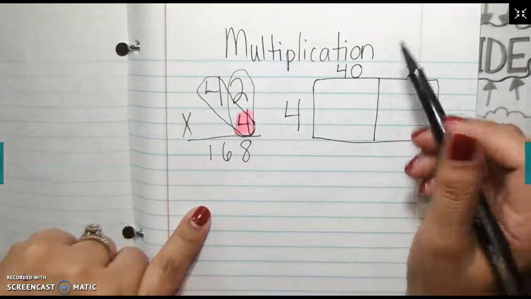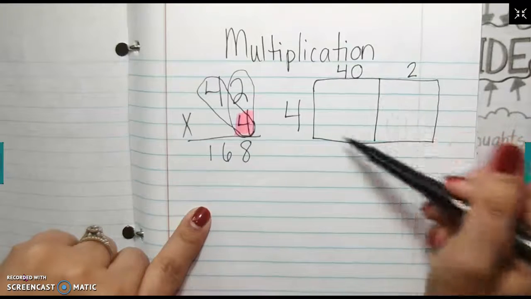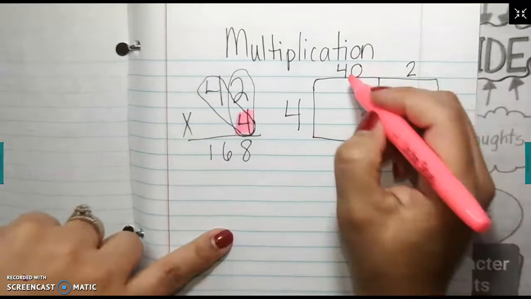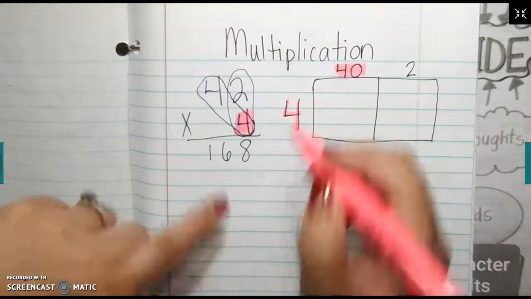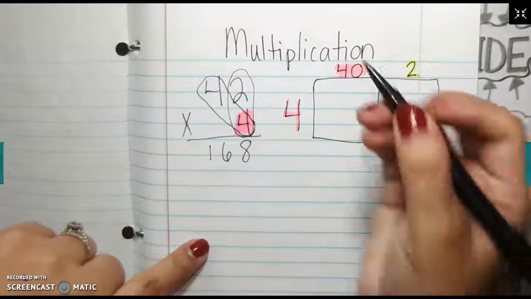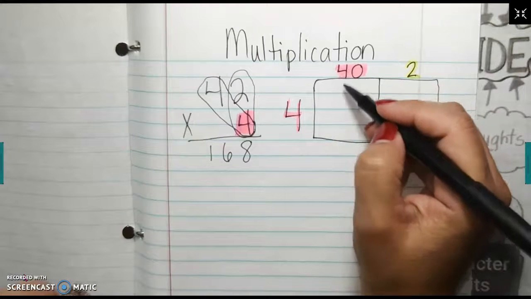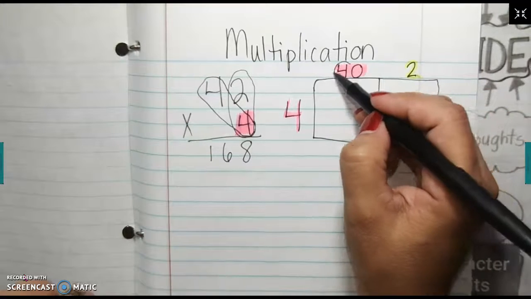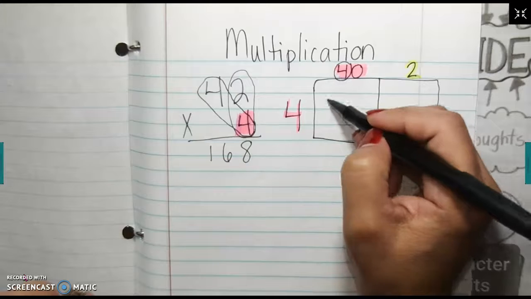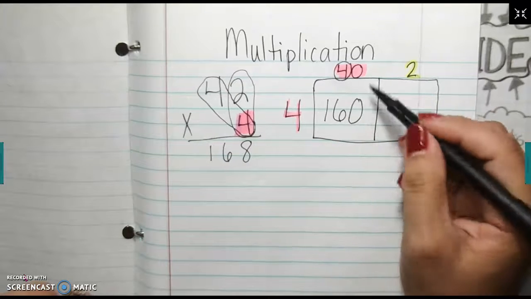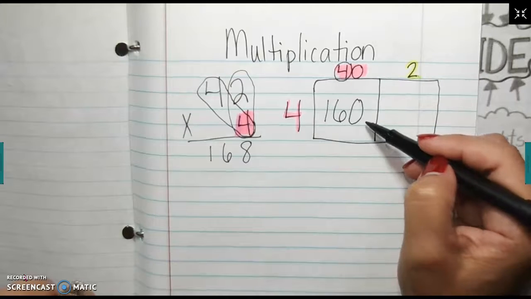All right, so now what you have to do is you're going to multiply, and you're going to stick your answers in these boxes. You are going to multiply the 40 times 4, and then you're going to multiply the 2 times 4. So you just multiply 40 times 4, but if you don't have that memorized, this is the trick. 4 times 4 is 16, and then the 0 that you ignored, move it down. So 40 times 4 is 160.